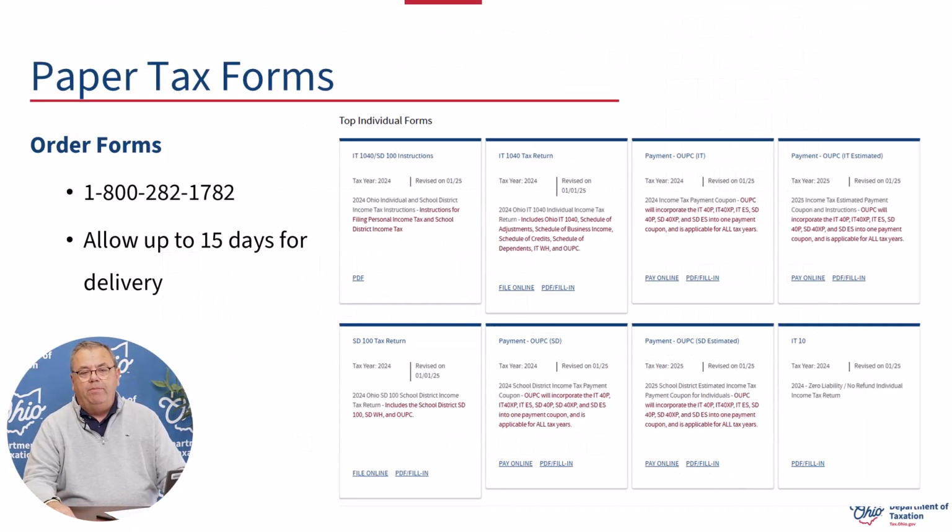The other way you can get paper forms and order them is to call. You can call 1-800-282-1782. That's a 24-hour, 7-day-a-week service. You can call that number and request what forms you need. Once you've done that, though, please allow 15 days for receipt.